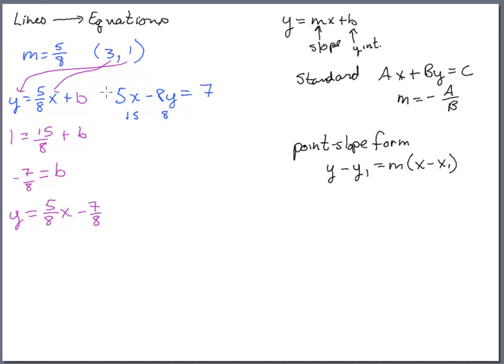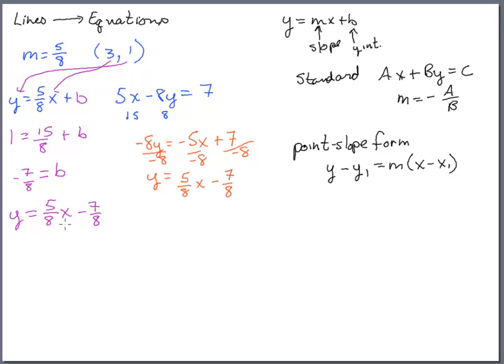Now, just to see that we actually have the exact same line, we're going to take this equation right here and solve it for y. So we're going to subtract 5x from both sides. And that's a plus 7. And now we're going to divide by a negative 8. Negative 8, negative 8, negative 8. So we get positive 5/8 x minus 7/8.